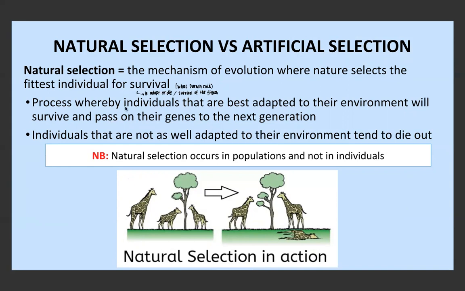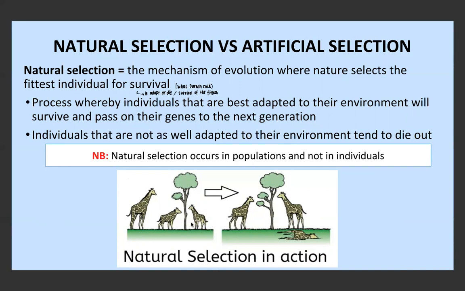During natural selection, it's the process whereby individuals that are best adapted to the environment are the ones that will survive and pass on their genes to the next generation. Those that are not as well adapted to the environment usually die out. It's very important to note that natural selection occurs within a population and not in an individual. And we can see that because within a population, there are some individuals that are well adapted and others that are not as well adapted to the environment.